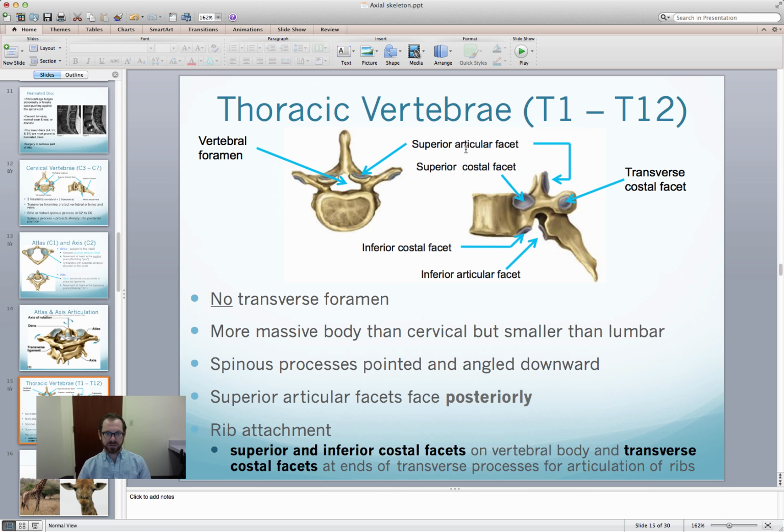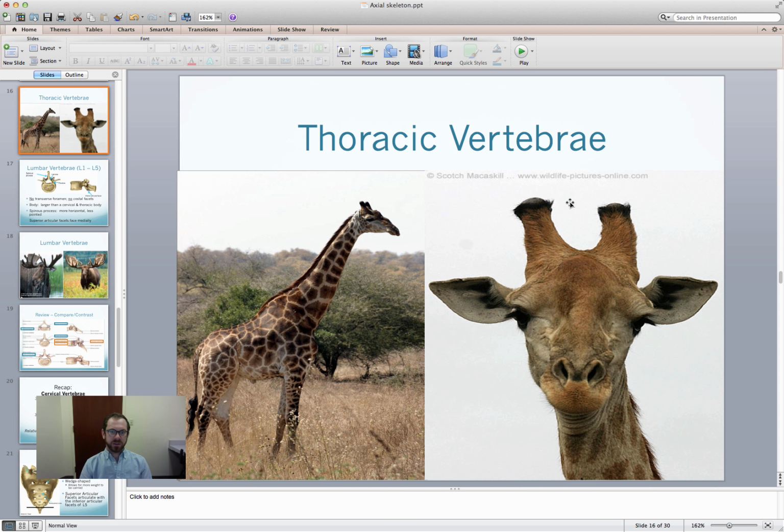The articular facets are all about vertebral articulation. So these are going to be where vertebrae attach. These are going to be where ribs attach. And these three features are unique to the thoracic vertebrae. Another way that you can remember thoracic vertebrae is they kind of look like giraffes. It's not the best way to identify these vertebrae on a practical quiz, but if you're in a pinch, this might help you out. We've got our transverse processes, our superior articular facets, and then our spinous process here.